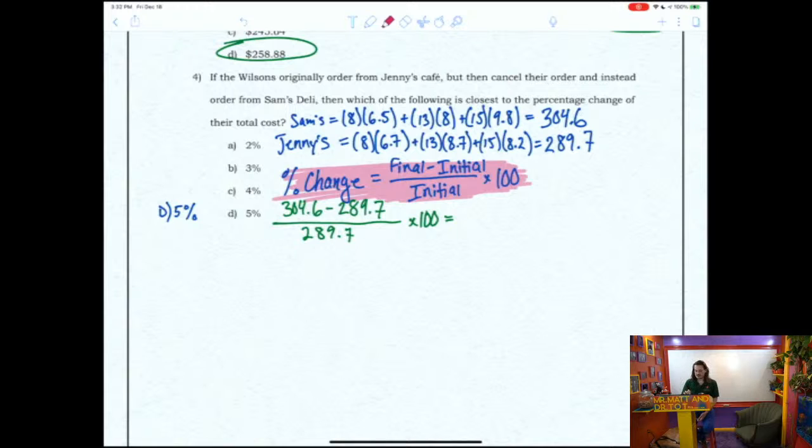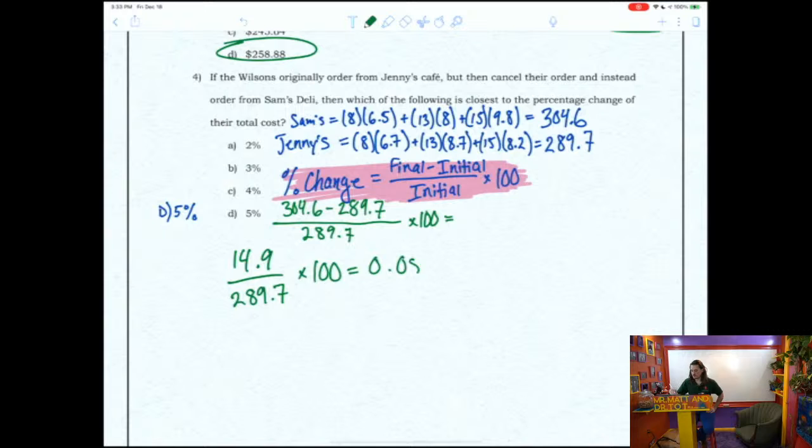So if we calculate this, we have $304.60 minus $289.70. That's going to give us $14.90. I'll continue it down here. $14.90 over 289.7, whole thing times 100. So that's going to be 0.0514, and that is about 5%. Answer selection D.